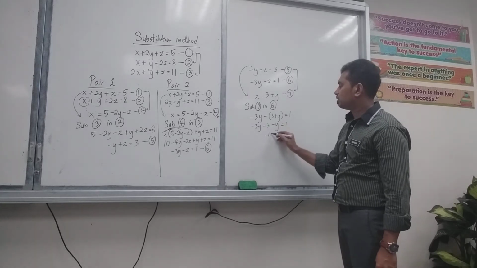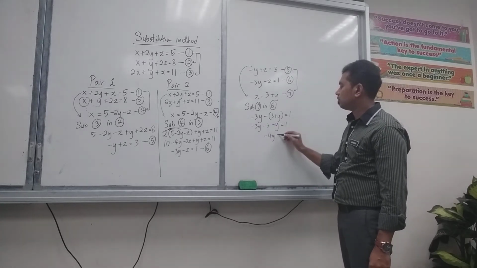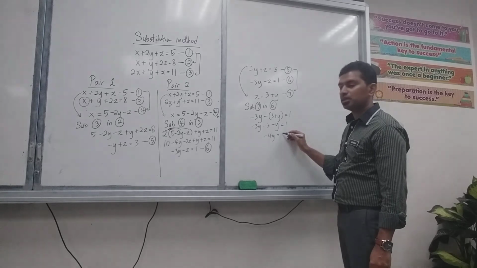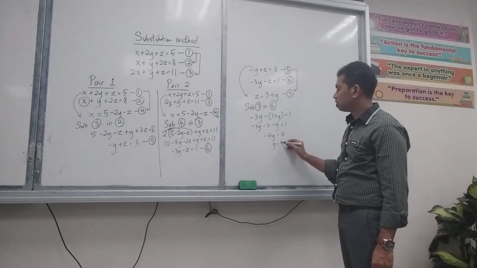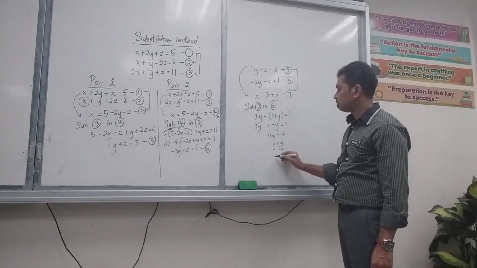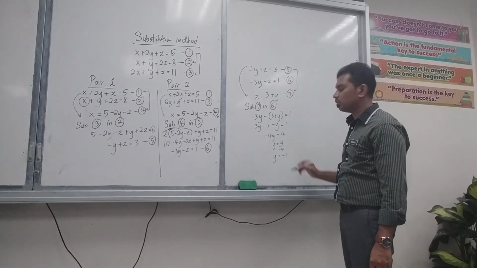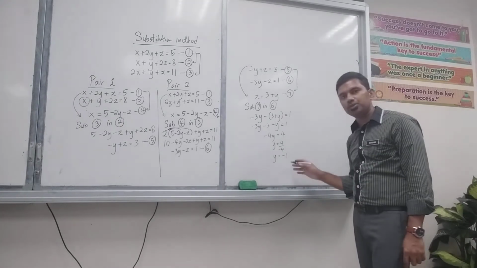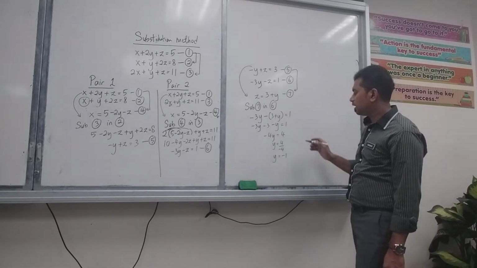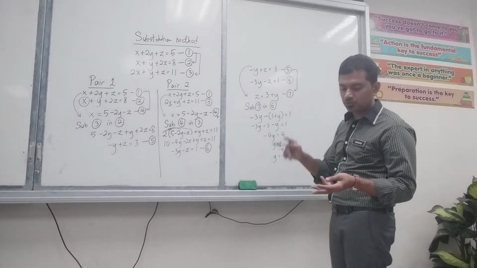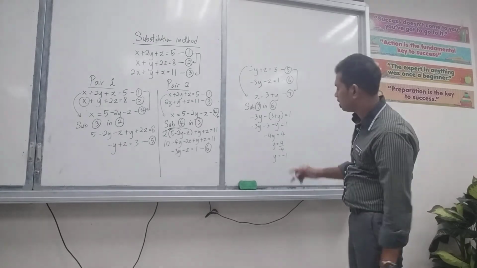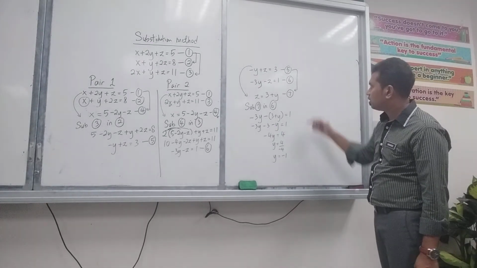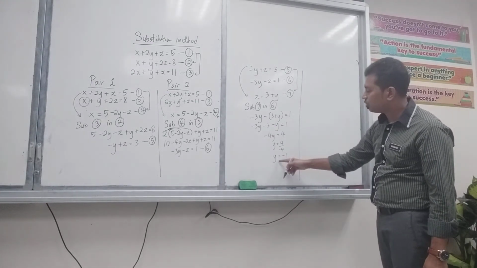So you're going to get negative 4y, bring the negative 3 there. So 1 plus 3 is going to be 4. Is negative 1. Okay, finally we managed to get the answer for y, which is negative 1. Then we need to find the answer for x and the answer for z. What about x?